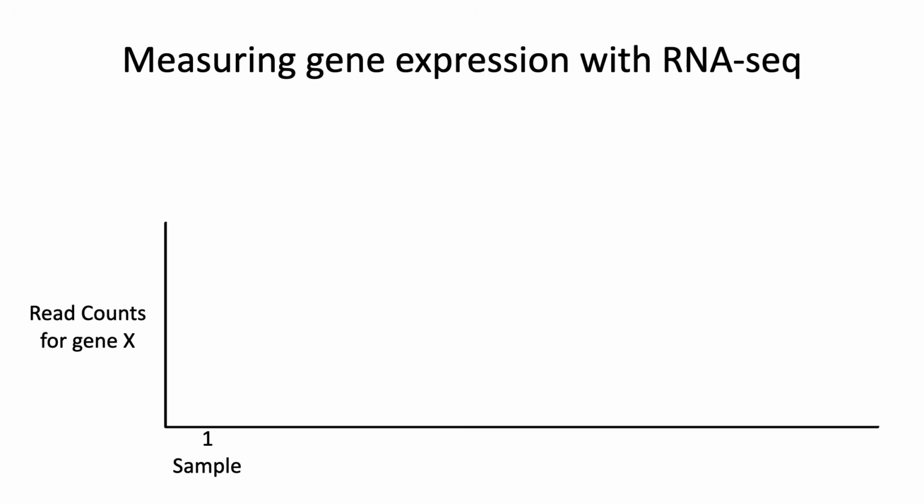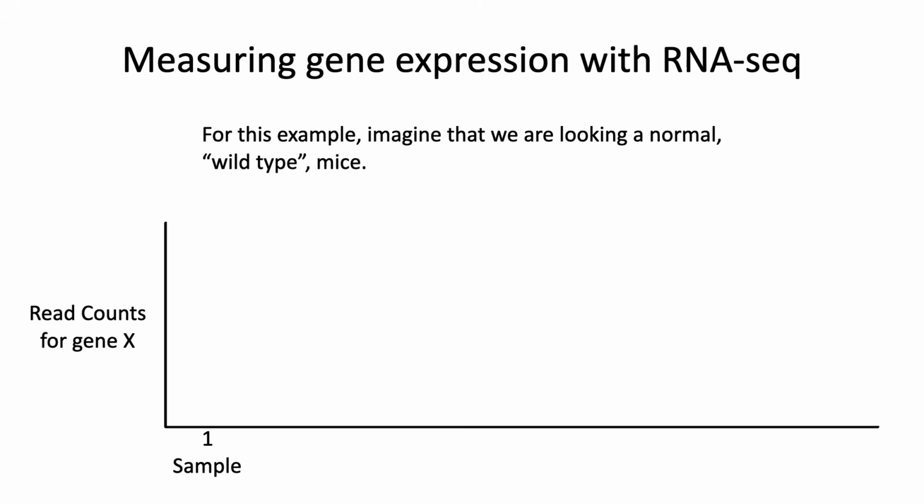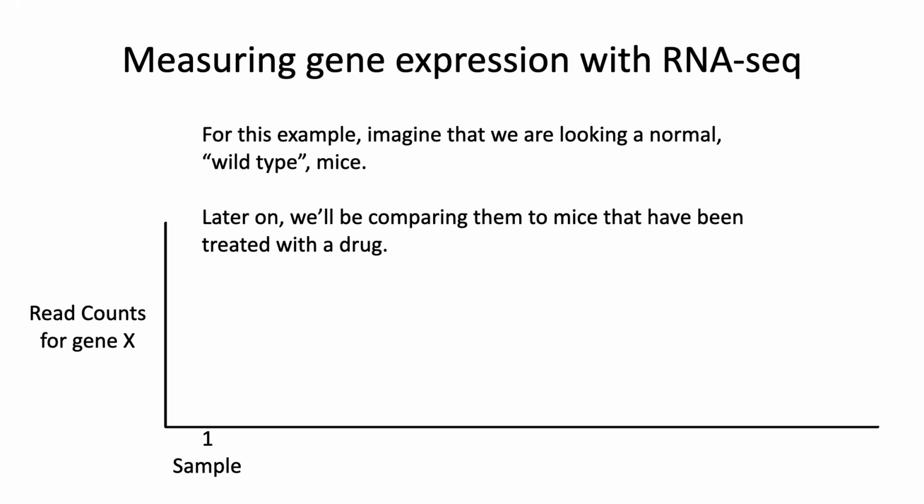Here, we're going to plot the measurements or the read counts for a gene called gene X, which is an imaginary gene, on a graph with the y-axis being gene counts and the x-axis being the samples. For this example, imagine that we are looking at normal, wild-type mice. Later on, we'll be comparing them to mice that have been treated with a drug.